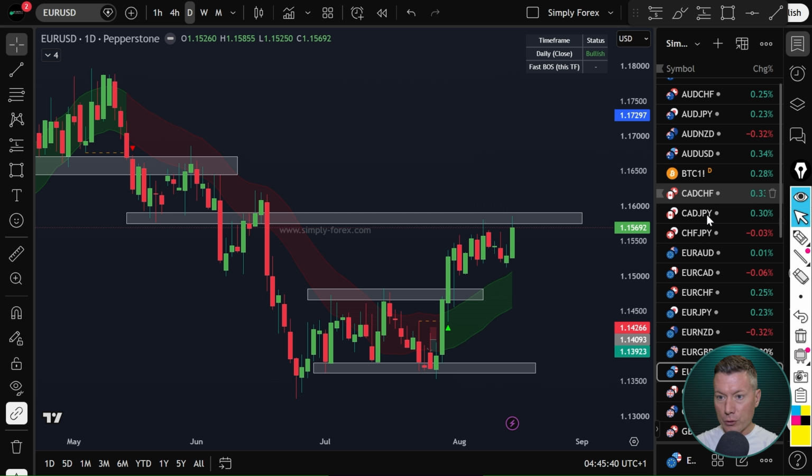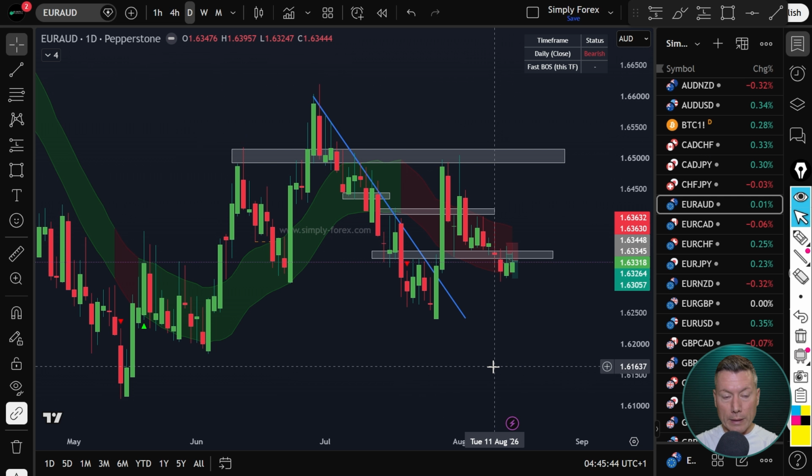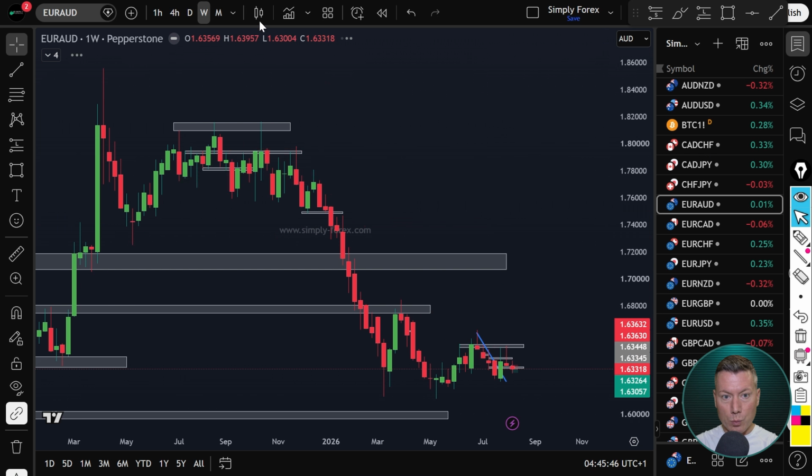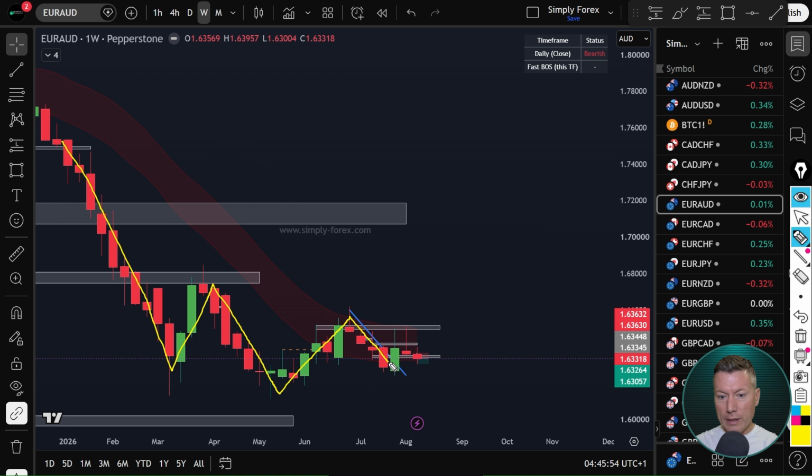Let's focus on euro and pound weakness now, all right? And let's start with euro Aussie dollar because I was trading this last week. Okay, and if we start with the weekly chart, okay, so you can still see that we are firmly in this weekly downtrend and we're kind of here, right? We're still in a downtrend.